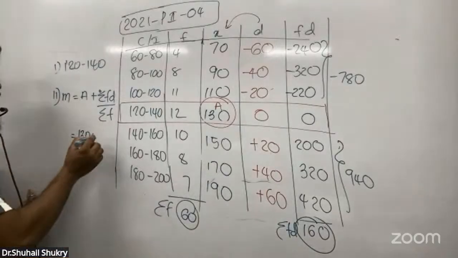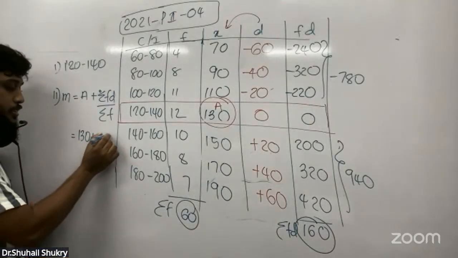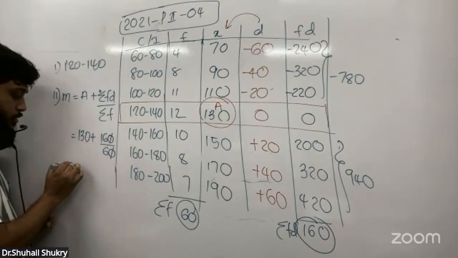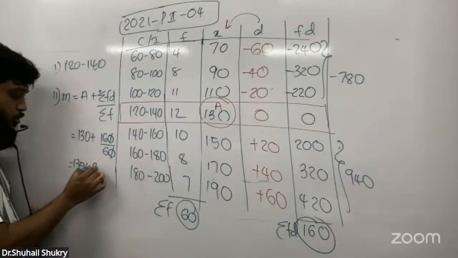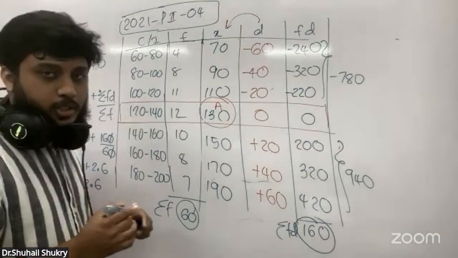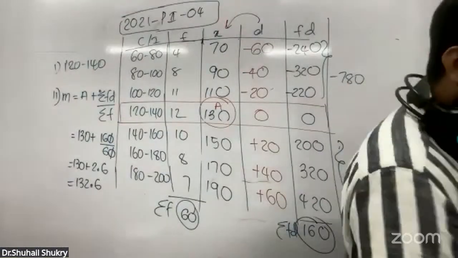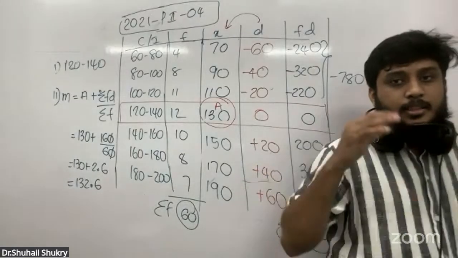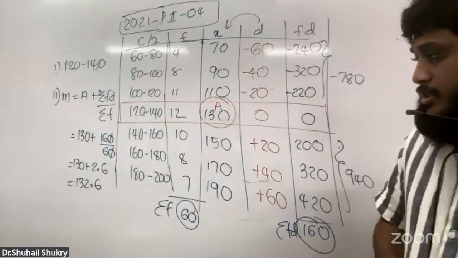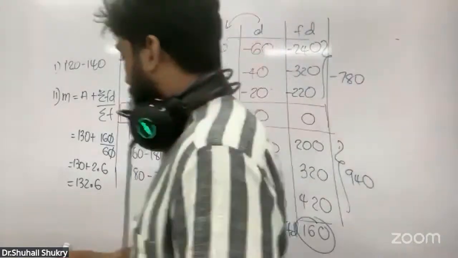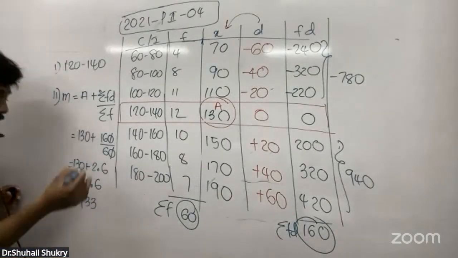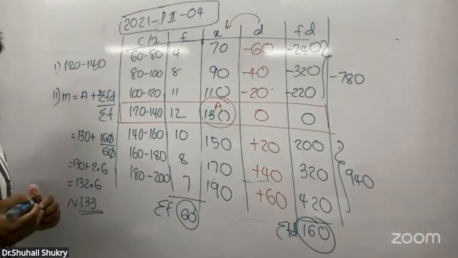Now you have to put this value. So sigma FD, what can you put? 160 divided by 60, right? 0 and 0 you can simplify. 130 plus 2.6, so you get 132.6. But go and check the question. Have they asked for the nearest value? Yes, they have asked in the question, find the mean to the nearest whole number. If you find the mean to the nearest whole number, then 132.6 is nearly equal to 133.